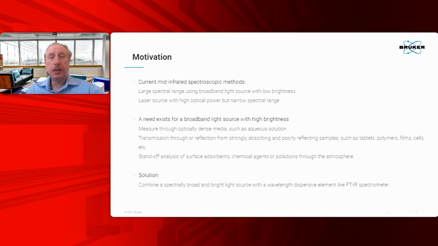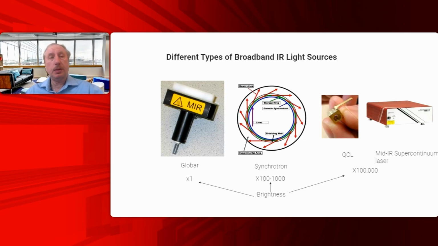What do we have right now in the market? Of course the globar, which as I already mentioned, has not changed much in 60 plus years. Next is synchrotron radiation. Only a few synchrotrons are available in the US, and you need to book time and go there, which is very time consuming. Another option, which has been developed a lot in recent years, is quantum cascade lasers, which are miniature lasers that emit in the mid-IR spectrum range. And you can also get a mid-IR supercontinuum laser. That will be discussed in the next part of the presentation.